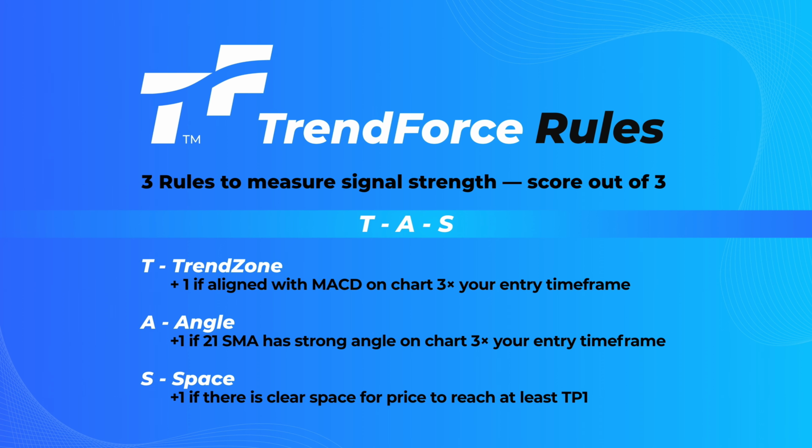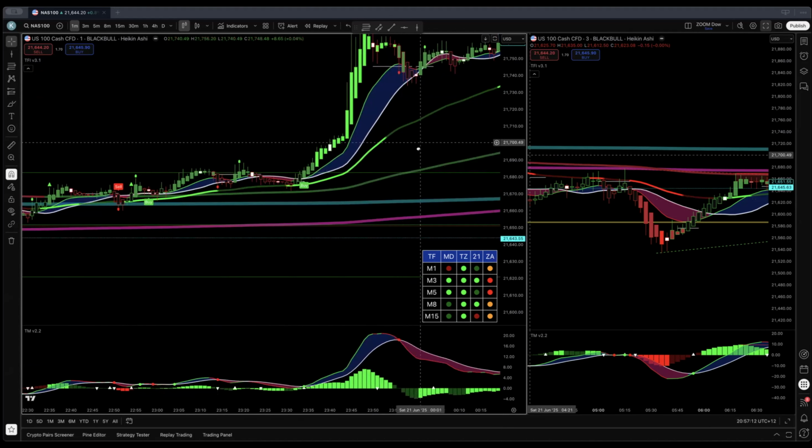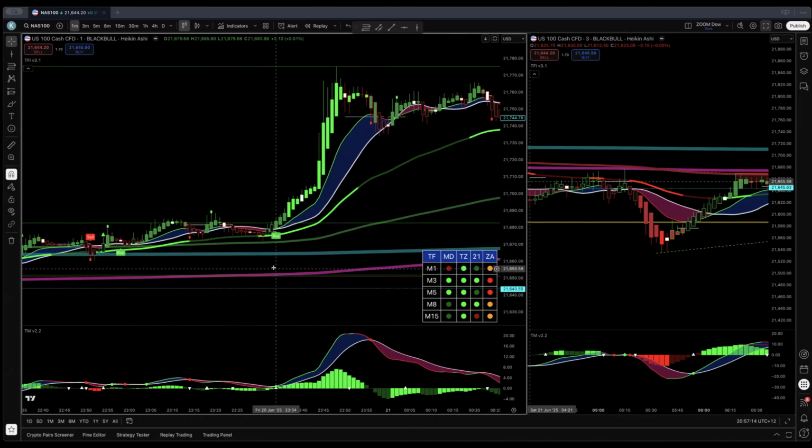So those are the three simple rules. We look at the trend zone, we look at the angle, and we look to see if there's space. Now let's look at that buy. We looked at a buy earlier. Where was that? Here we go. Let's have a look over here. So let's look at this buy. I'm just going to put a vertical line.